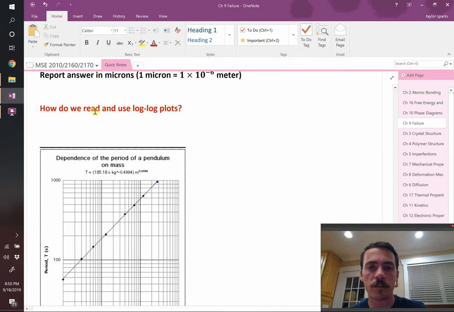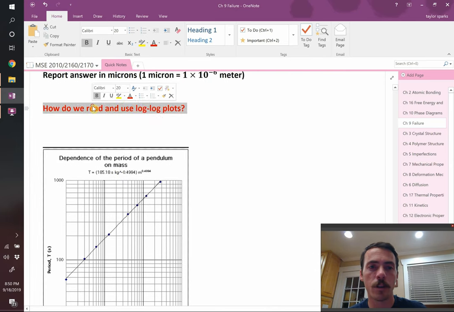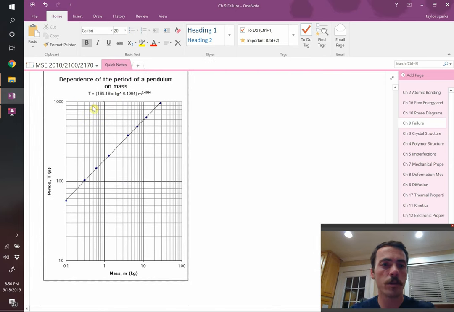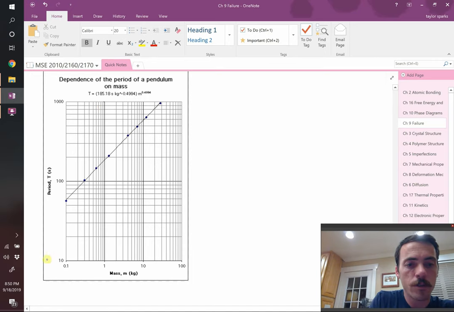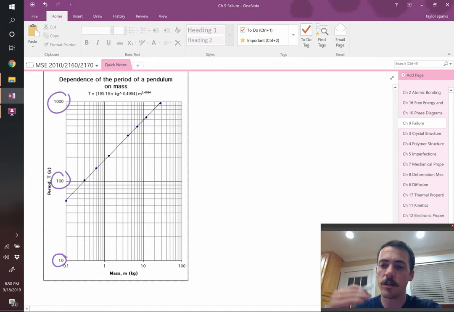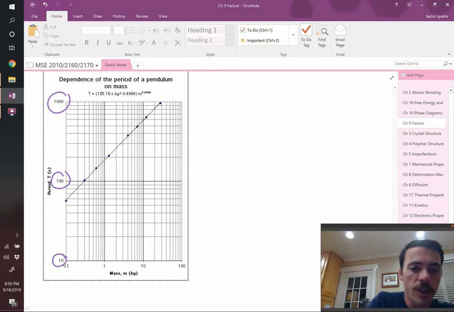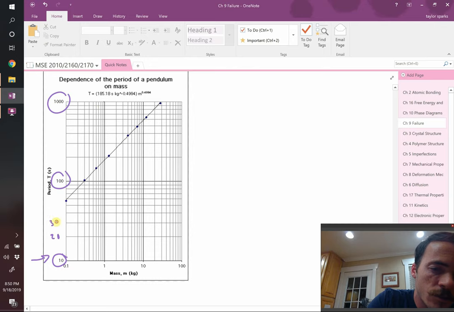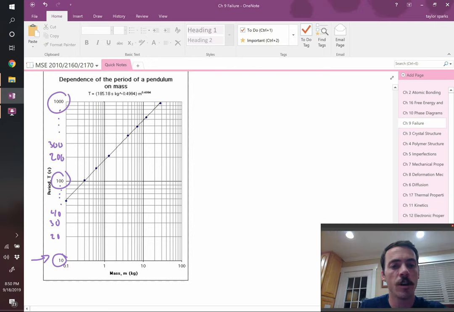I think in last class we already talked about how to read and use log plots. Again, just one more time, notice that these go from 10 to 100 to 1,000, so they're increasing by orders of magnitude, by factors of 10 each time. And if that's 10 down here, that makes this 20, 30, 40, and so forth, all the way up to 90, then 100, then this would be 200, 300, and so forth. Okay? Same thing over here.